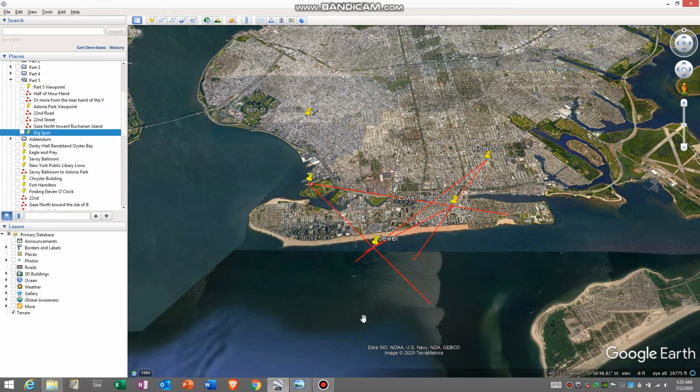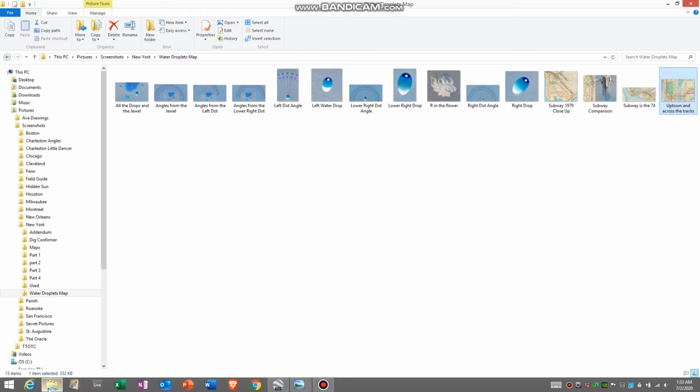Okay, we're back and we're going to be using the Joule and the water droplets now to use them kind of as a map and see where they lead us to. It's one of the things I've been doing lately, looking at how things in the image can be used as a map.